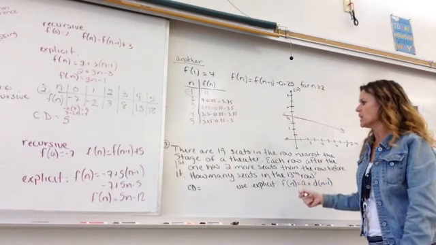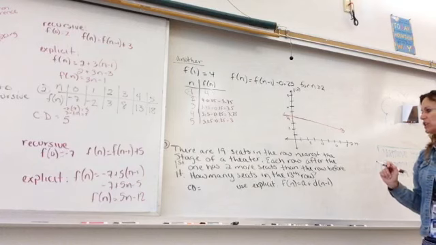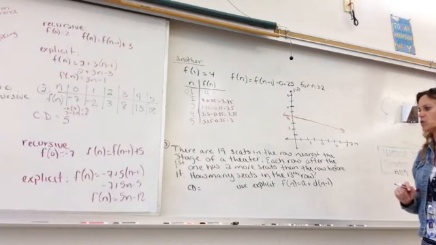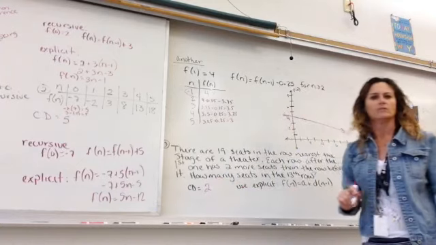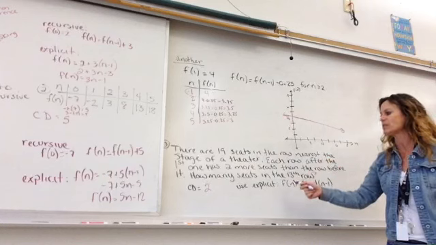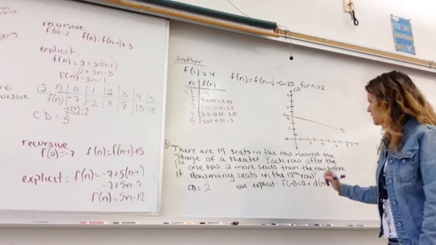So the last problem we're going to talk about, there's 19 seats in the row nearest the stage of a theater. Each row after the first one has 2 more seats than the row before it. Since it has 2 more seats, our common difference is 2. We're going to use the explicit formula because we want to find the 13th row, and I don't want to do them all out to the 13th.